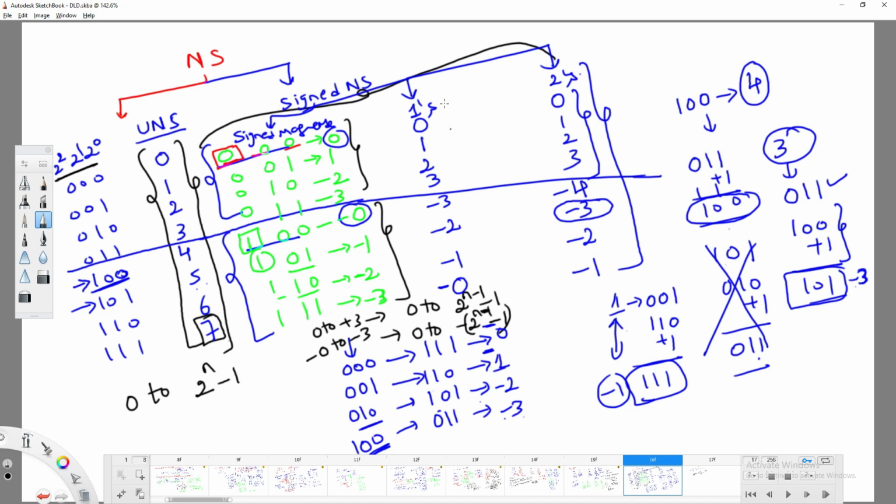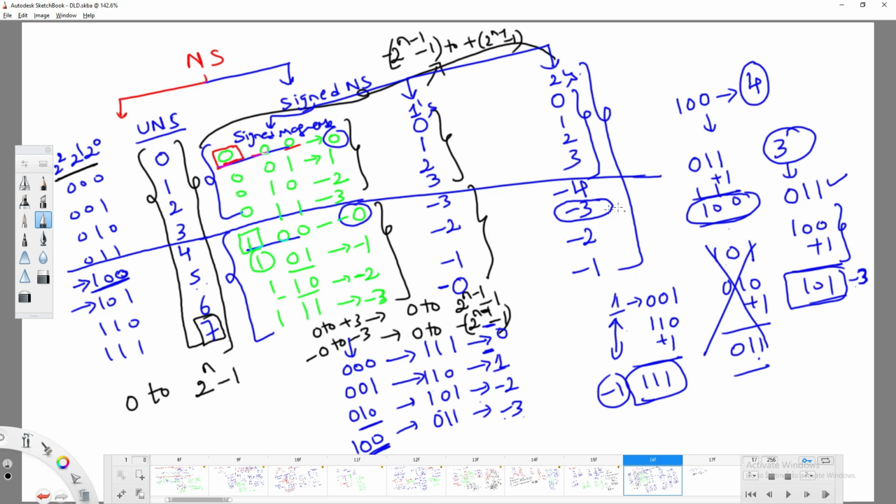Similarly, what about this representation in ones complement? Are you going to get the same or not? Because the range of numbers is from 0 to 3, 0 to minus 3. So the range is again, simply I can write minus of 2 power n minus 1, minus 1 to plus of 2 power n minus 1, minus 1. Is it okay?